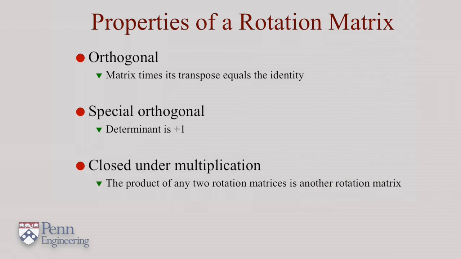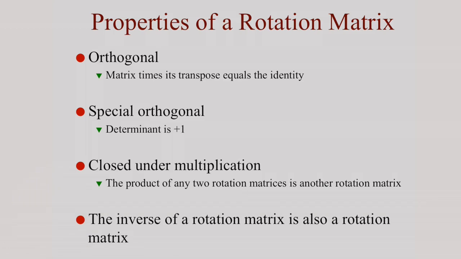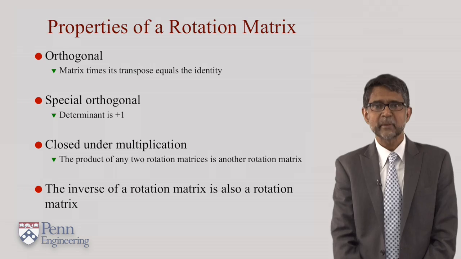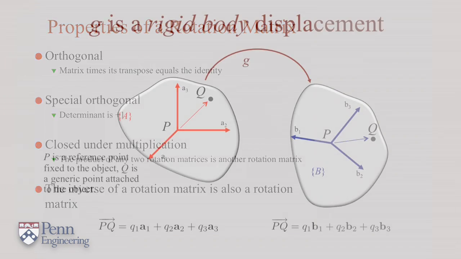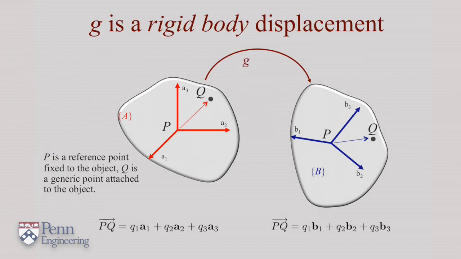Third, the product of any two rotation matrices gives you a rotation matrix. And fourth, the inverse of a rotation matrix is also a rotation matrix. These properties will come in useful as we go ahead. Now let's start looking at the structure of a rotation matrix.